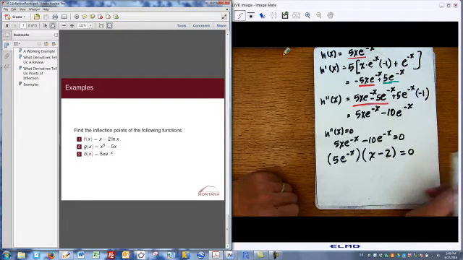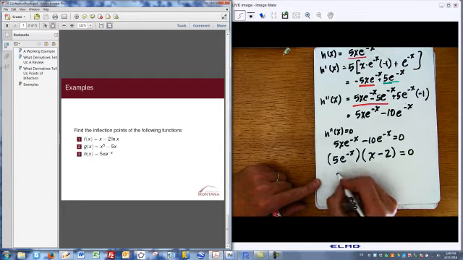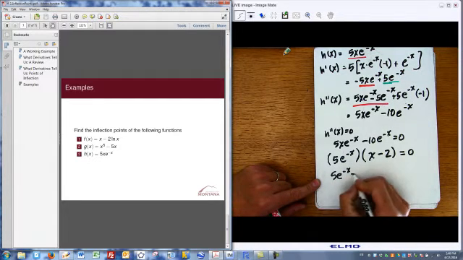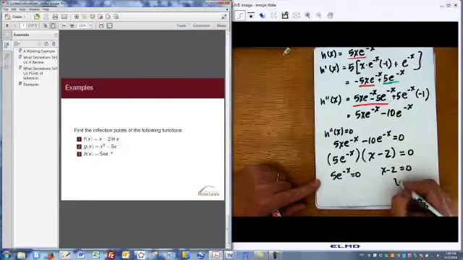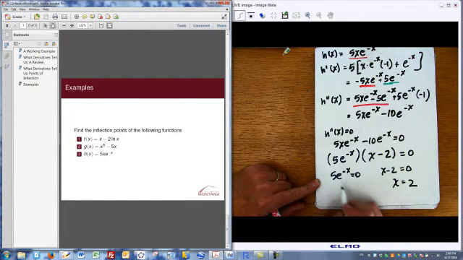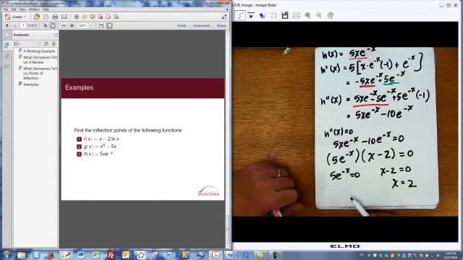Okay, so we have a zero product property here going on. So either 5e to the negative x is equal to 0, or x minus 2 is equal to 0. This one's easily solvable to 2. But this one, you'll have to think about a little bit. E to the negative x, that's a negative decay function, right? And it never ever reaches 0, right? The exponential function gets infinitely close to 0, but never quite reaches it, so there's no solution here.